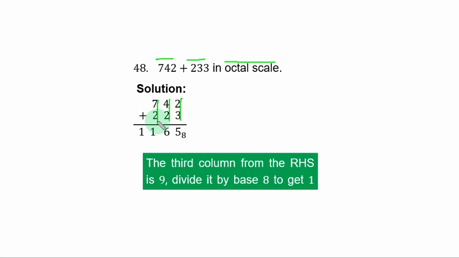Because 9 is greater than the base, 9 cannot be written down. What you do is that you divide 9 by 8, and you have 1 remainder 1. You put down the remainder and you take the 1 forward, which is brought down in this form. So you have 1165 in base 8. So it is clear here. The third column from the right hand side is 9. You divide it by base 8 to get 1 remainder 1.